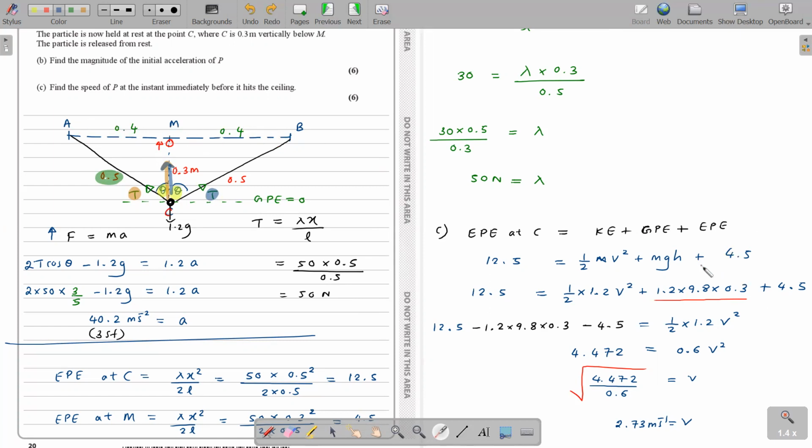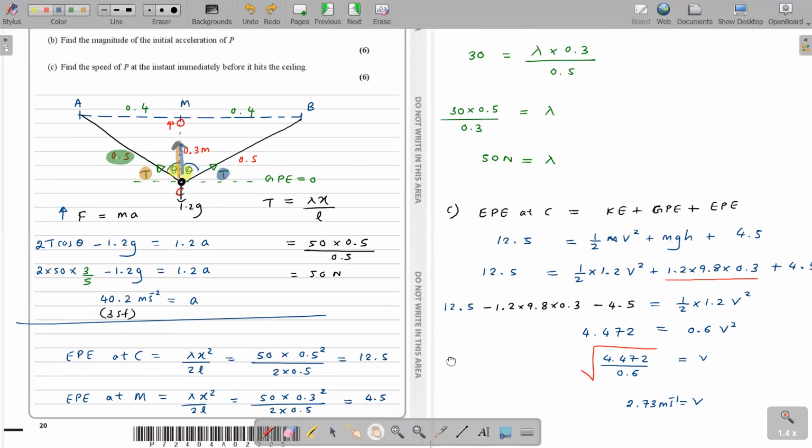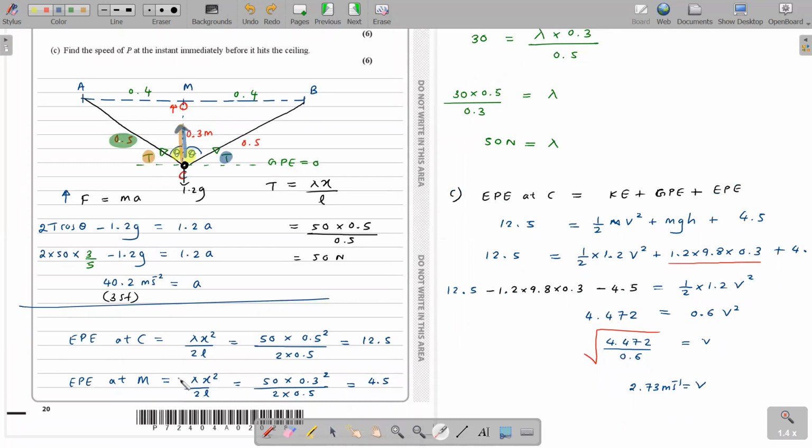There is elastic potential energy on this point as well. Okay, so there's elastic potential energy on M as well, right? So what I'm doing here is conservation of energy, considering energy at the lowest point and comparing it to the energy at the highest point, and they must be equal. So you can see I've done the elastic potential energy at M. I've just worked it out separately here.